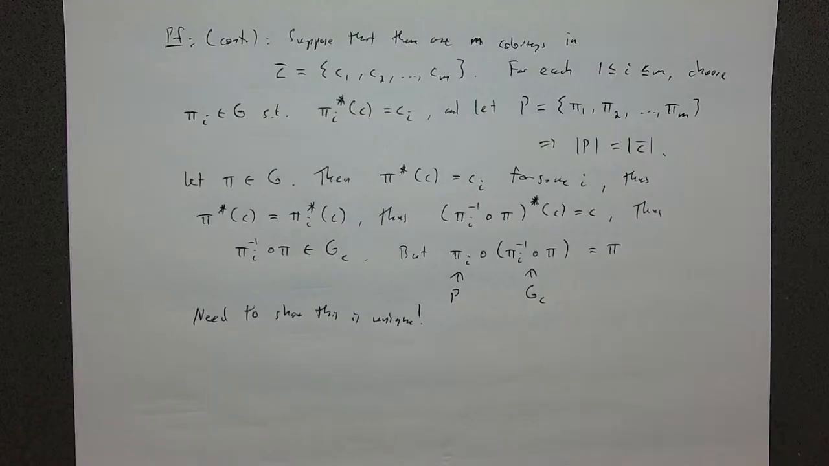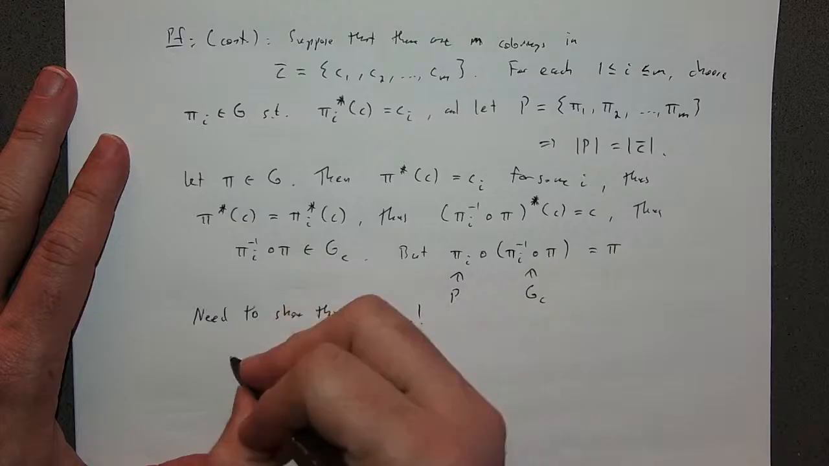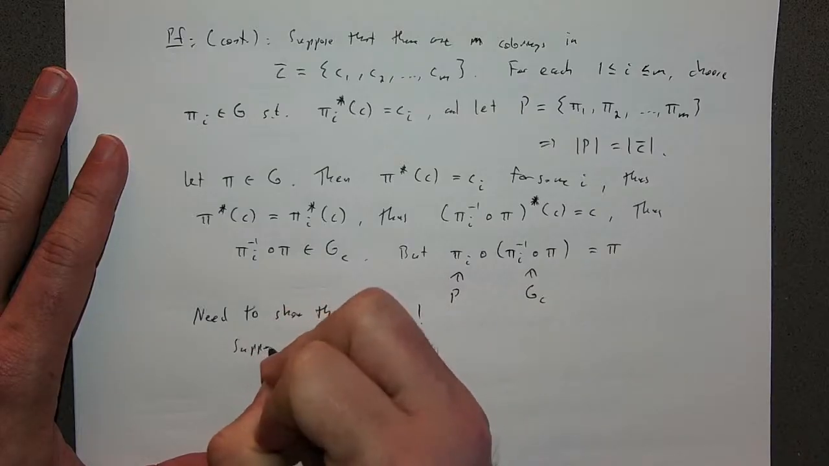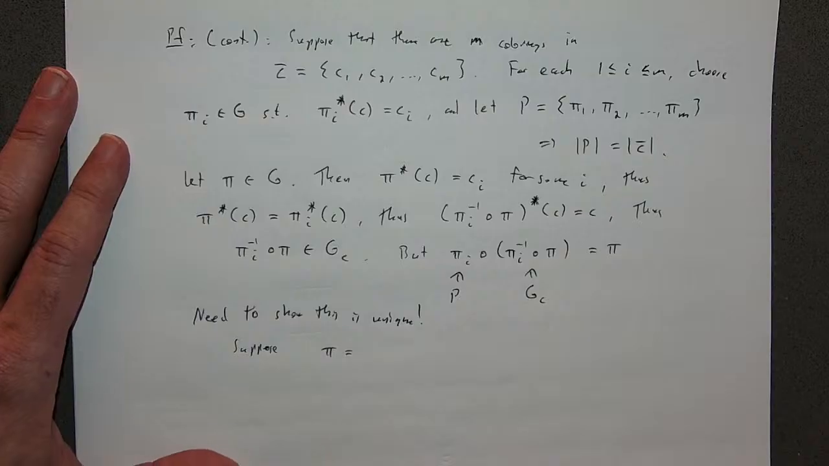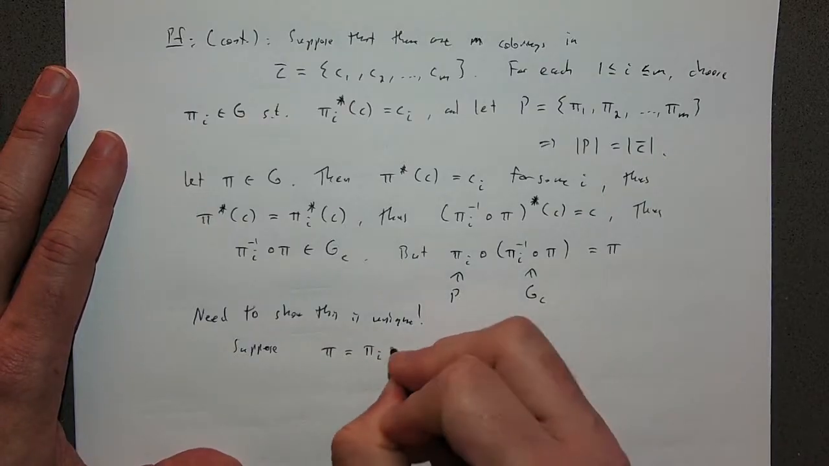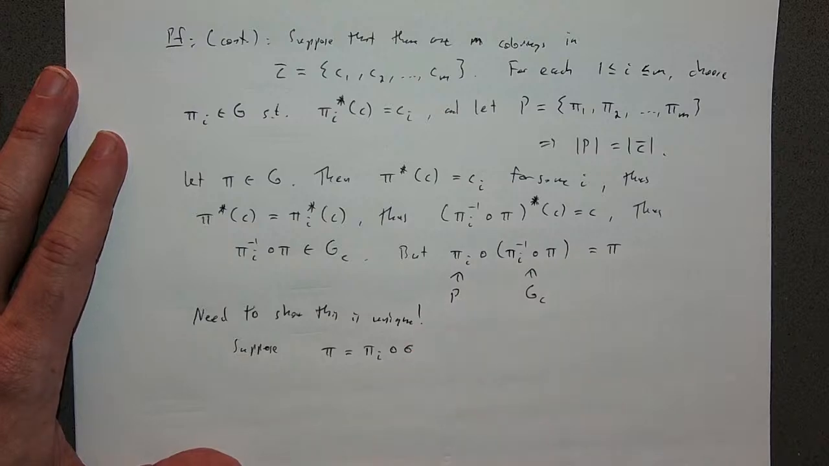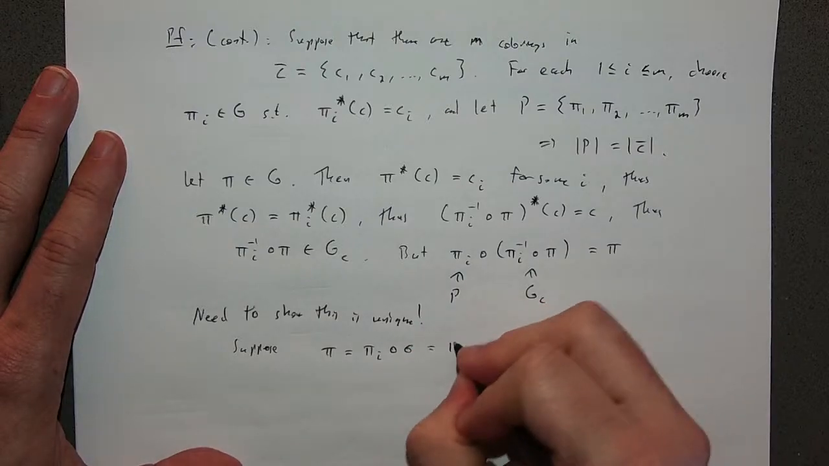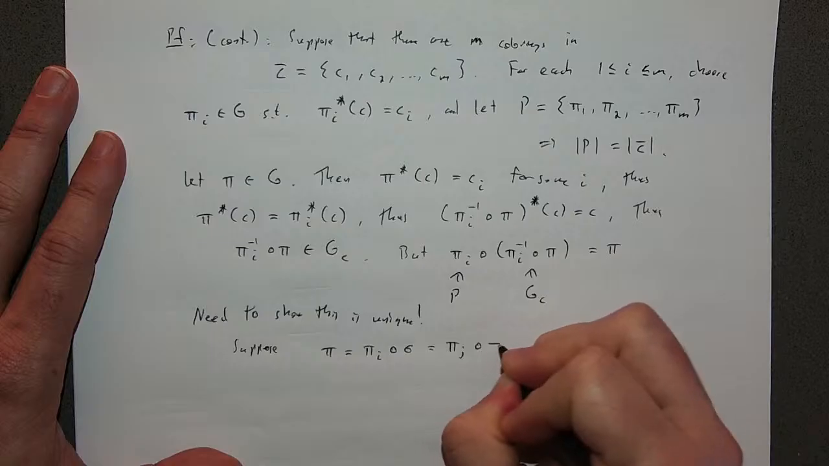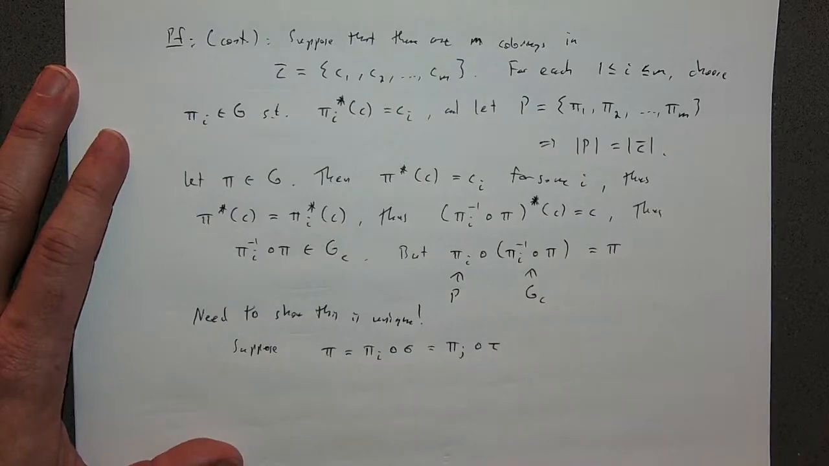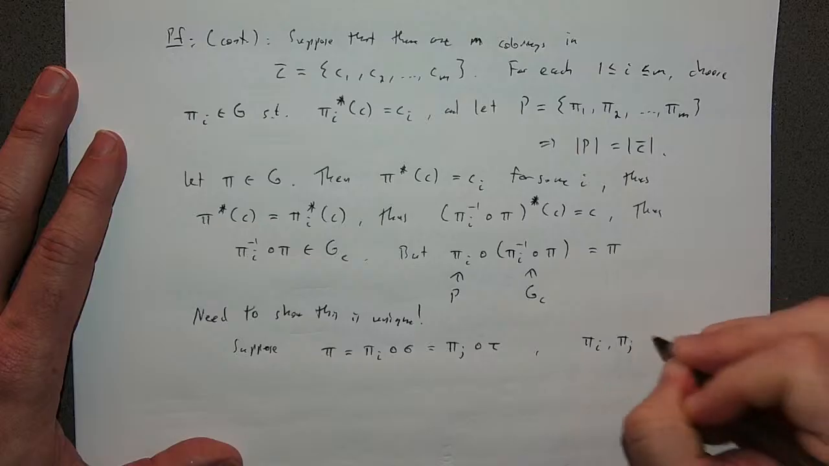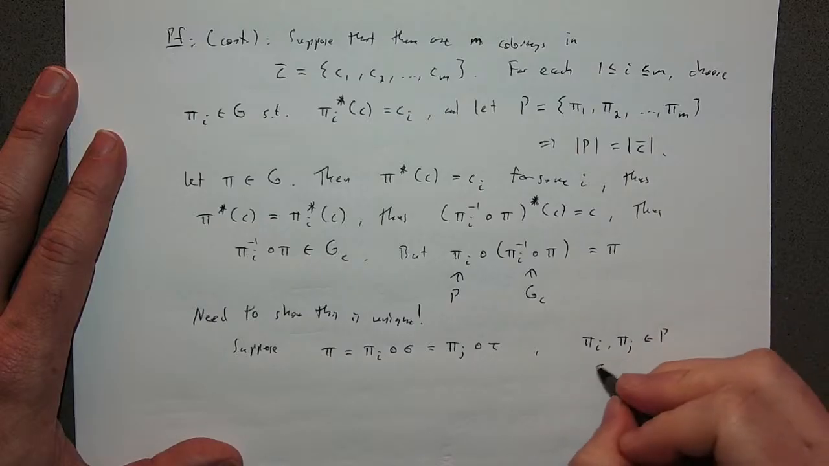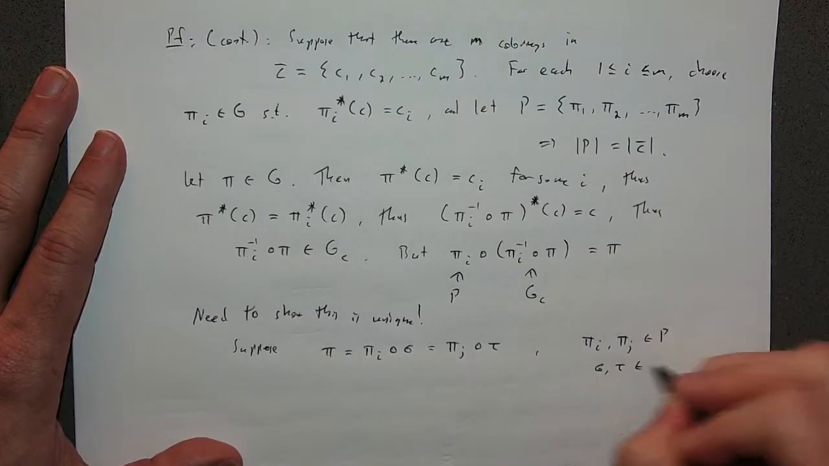Okay, so suppose that we have done this in two distinct ways. Suppose that pi has been rewritten as pi sub i composed with sigma, and also as pi sub j composed with tau, where these pi sub i and pi sub j come from the set P, and the sigma and tau come from the stabilizer.